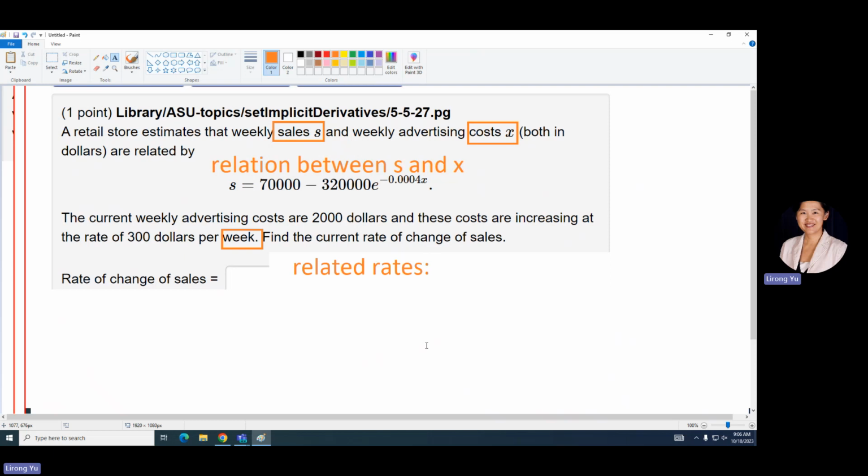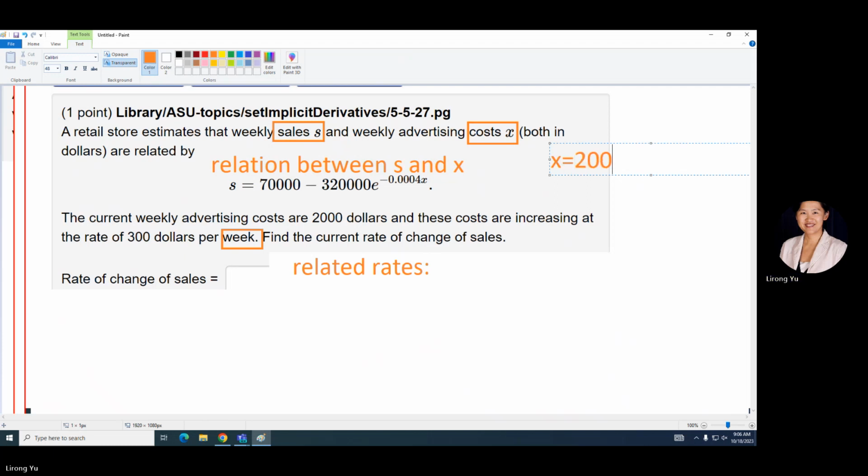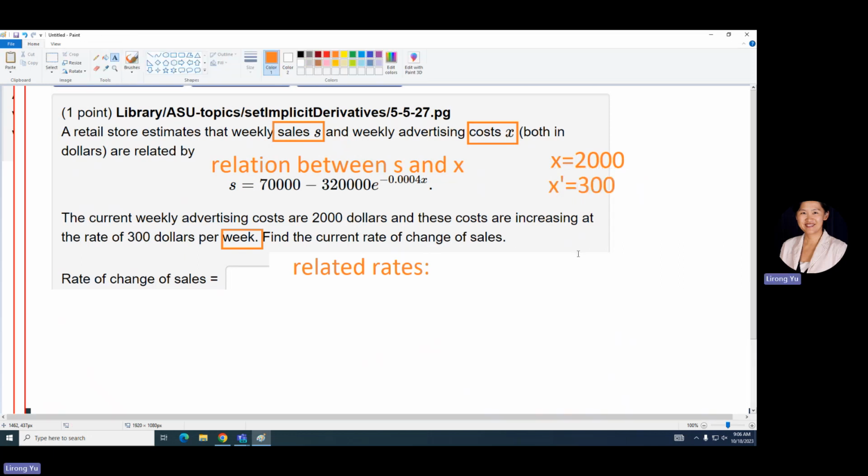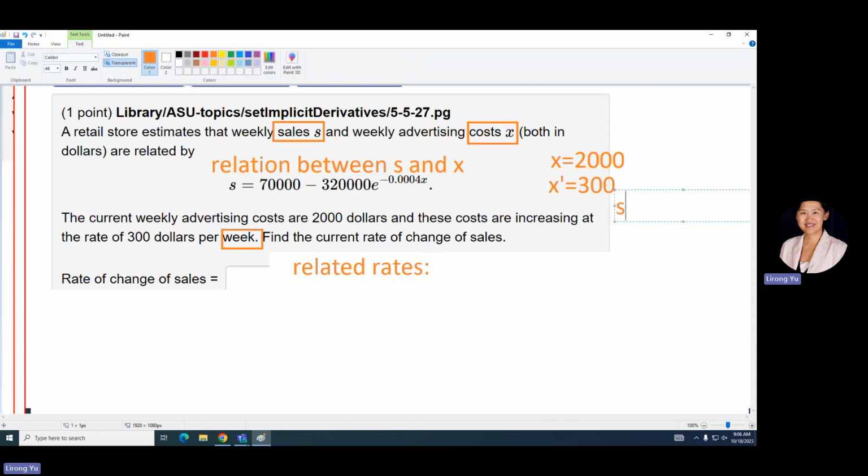The question does give something about the rate. The current weekly advertising cost is 2,000. It says cost, so we know X equals 2,000 at one time. And these costs are increasing at $300 per week. So we know that X prime is 300. And we're trying to find the rate of change of the sale.